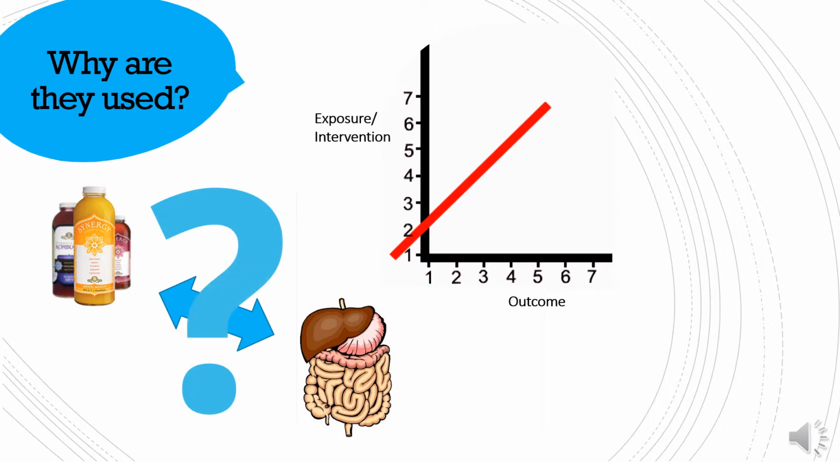Odds ratios measure the association between an exposure and an outcome. For example, the association between drinking kombucha and improved gut health. Odds ratios can be useful in interpreting the overall effect of an intervention.